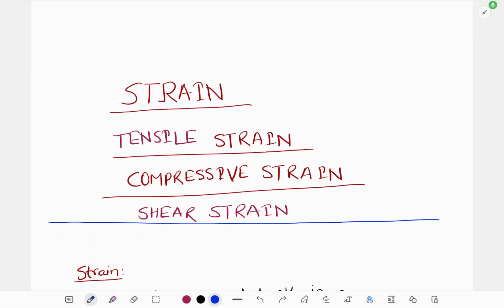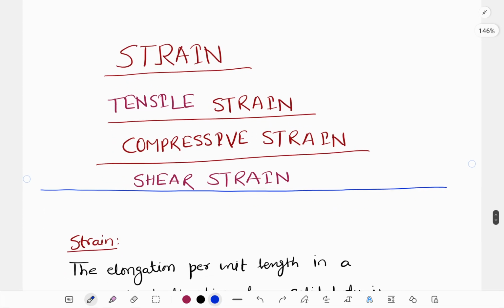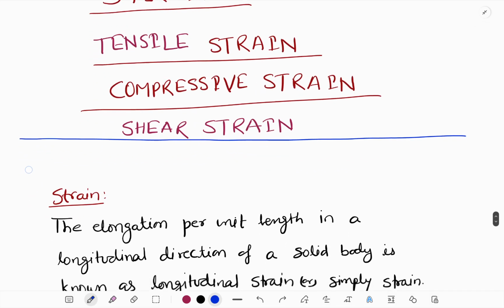Welcome to the tutorial. Today's tutorial is based on strain: tensile strain, compressive strain and shear strain. So what is actually strain? How do we define it? Let us first consider what a strain is.